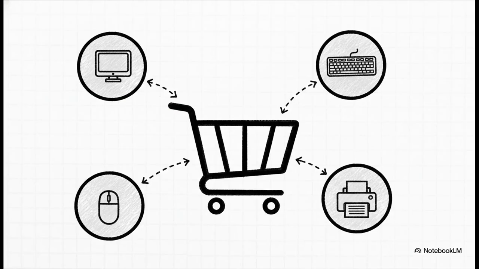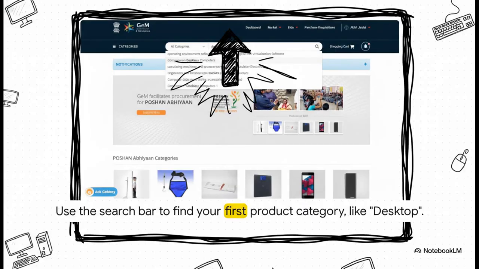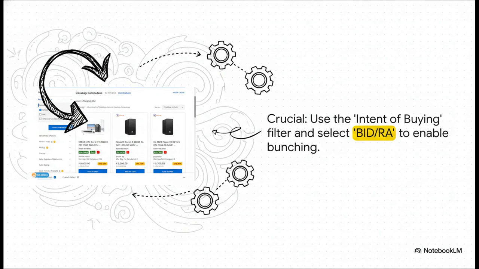Once you're in, you can start searching for the individual items that you want to group together. It really works just like any e-commerce site you've ever used. Just use that main search bar, and let's stick with our office example. We'll start by searching for desktop. Okay, pay close attention right here because this is the magic switch. Over on the left-hand side, under the administrative filters, you absolutely must select bid/RA as your intent of buying. What this does is it tells the system that you're starting a competitive bidding process, not just a simple purchase. And that is what unlocks the bunching feature. If you skip this step, the option to bunch won't even show up.